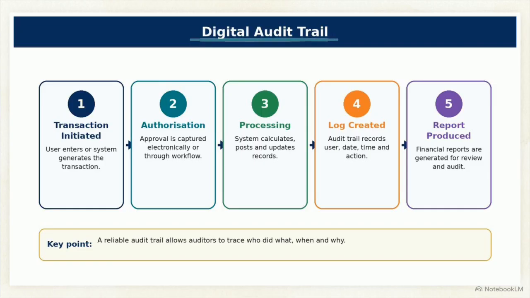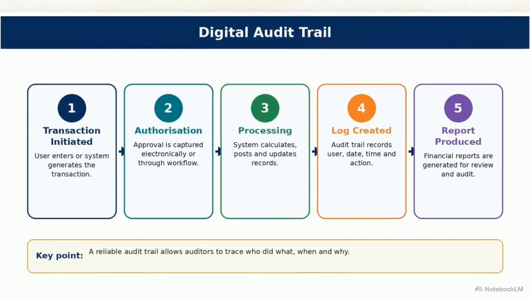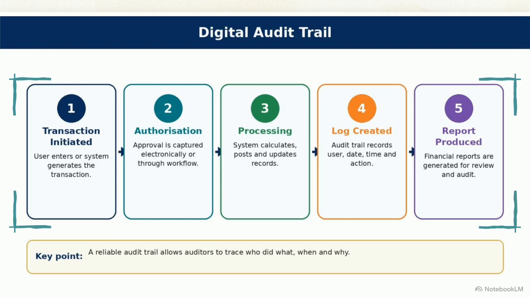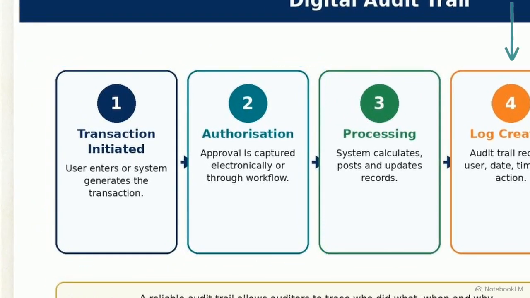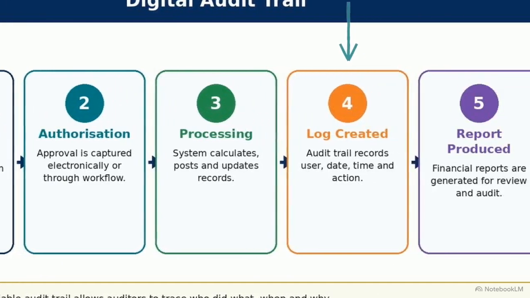This diagram illustrates the digital audit trail, the chronological record that proves a transaction is legitimate. To rely on this trail, an auditor must be able to track a single transaction through these 5 steps. They need to prove exactly who initiated it, verify the electronic workflow that approved it, and check the precise timestamp of when it was ultimately processed.